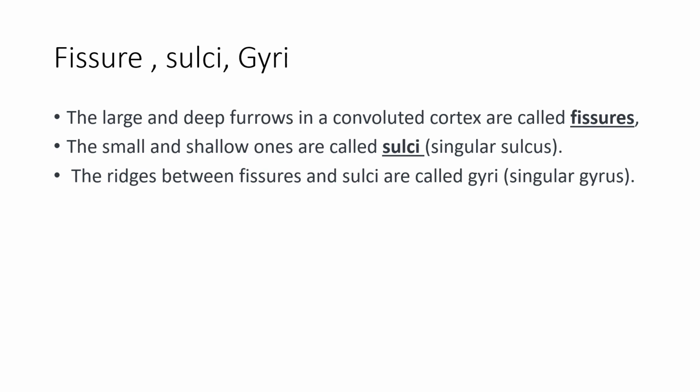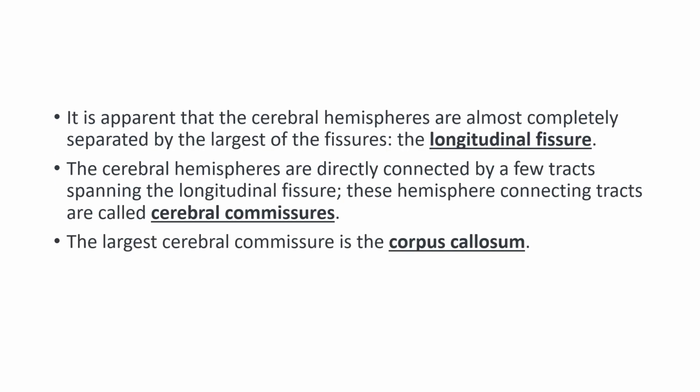If it is large and deep, it is fissures. If it is small and shallow, it is sulci. And the ridge between the fissures and the sulci are called gyri.